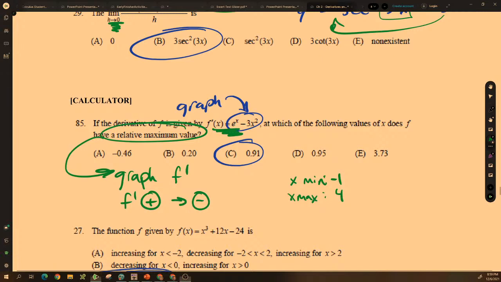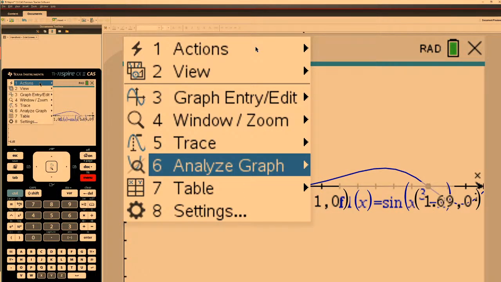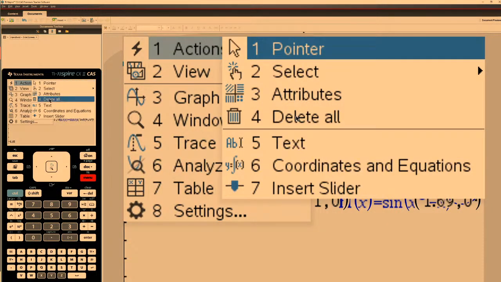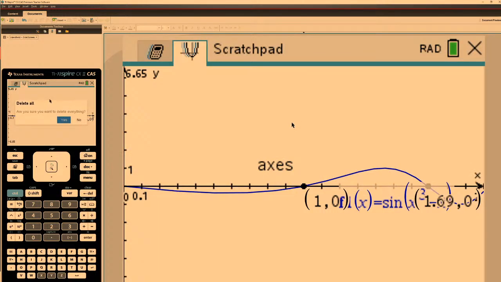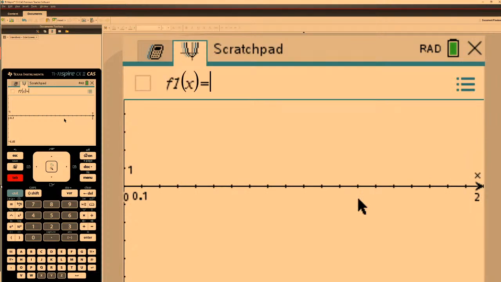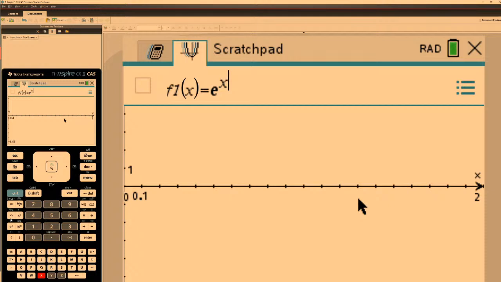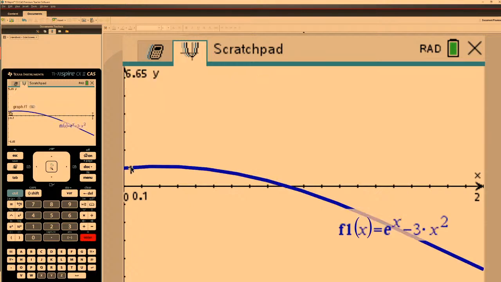So let's do this. So if I have another graph, I'm just going to start off by going Menu, Actions, Delete All. Tab. We got e to the x minus 3x squared. Go ahead and graph that. And I do see the maximums right there, but I'm just going to kind of change my zoom.